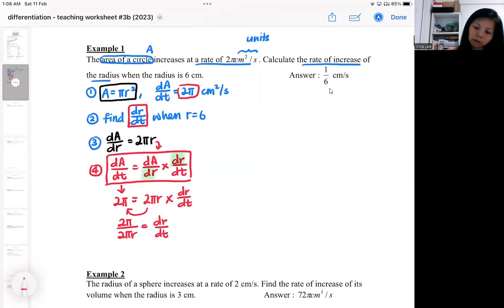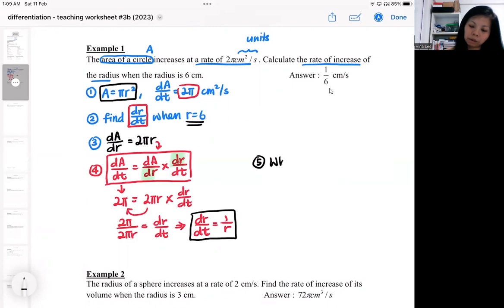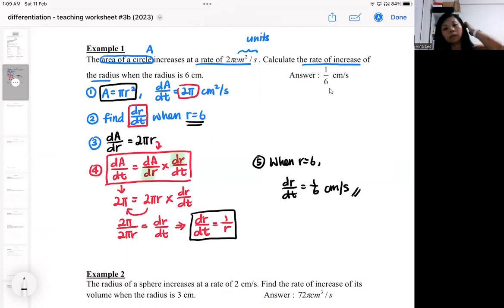Eventually I will get a very nice formula, same as the previous method. I want to get a formula first, then I do step 5. I substitute r equal to 6 into the formula. So r equal to 6 is always the last step. Please try to follow this to avoid confusion. It's the same 5 steps.